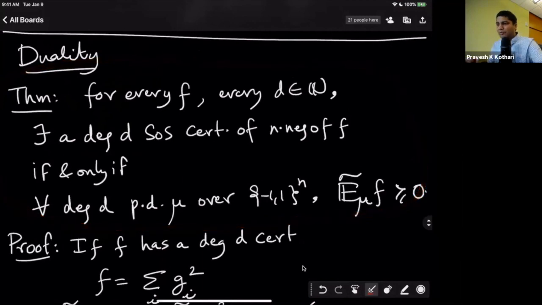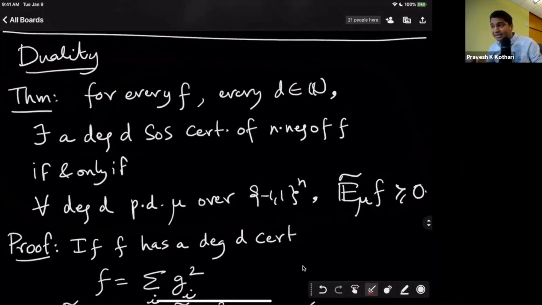Good. I don't want to try your patience too much because it's already 2 hours and 50 minutes, but just 2 minutes about what's coming up ahead. Today we saw very basic concepts, sum of squares proofs: when they exist, what happens when they don't exist. We proved a basic duality theorem.